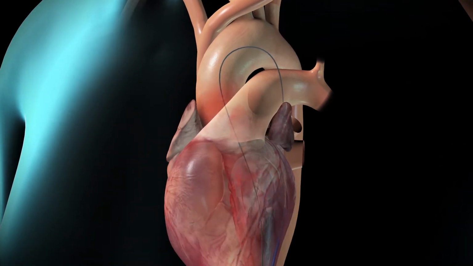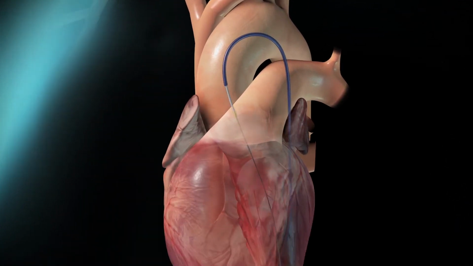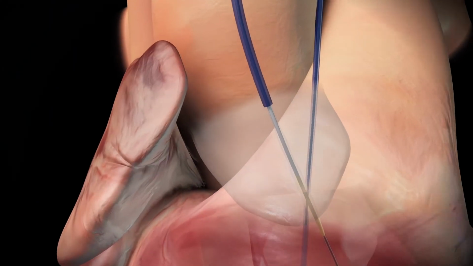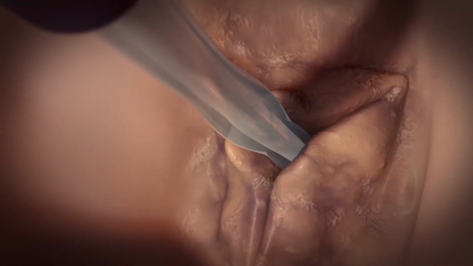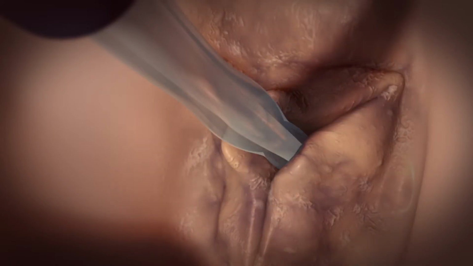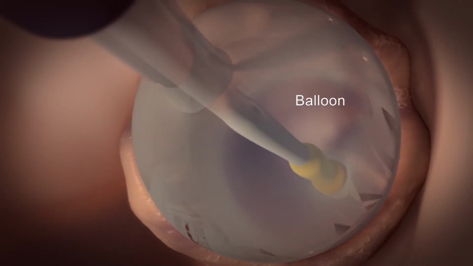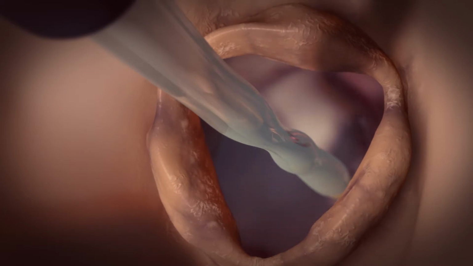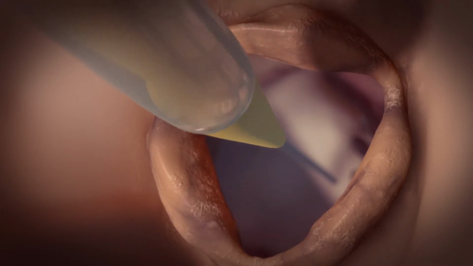Your doctor will use the guide wire to pass a flexible tube, called a catheter, through your aortic valve. A balloon on the tip of the catheter will be inflated to widen the opening in your aortic valve and push the valve leaflets to the sides. After deflating the balloon, your doctor will remove the catheter.